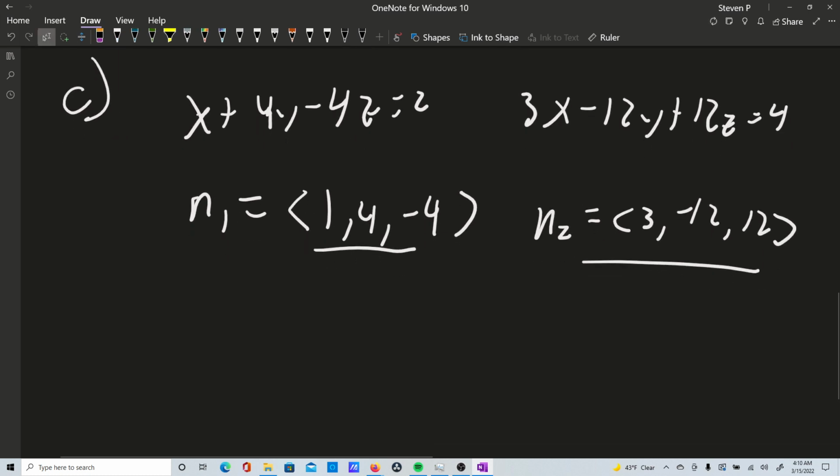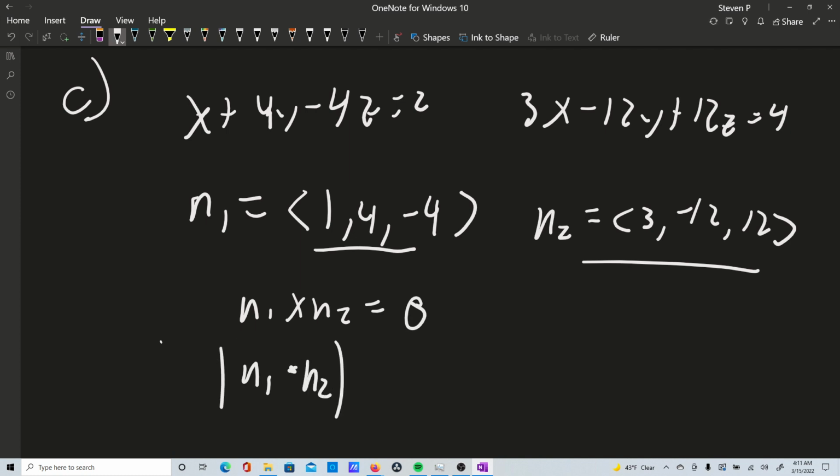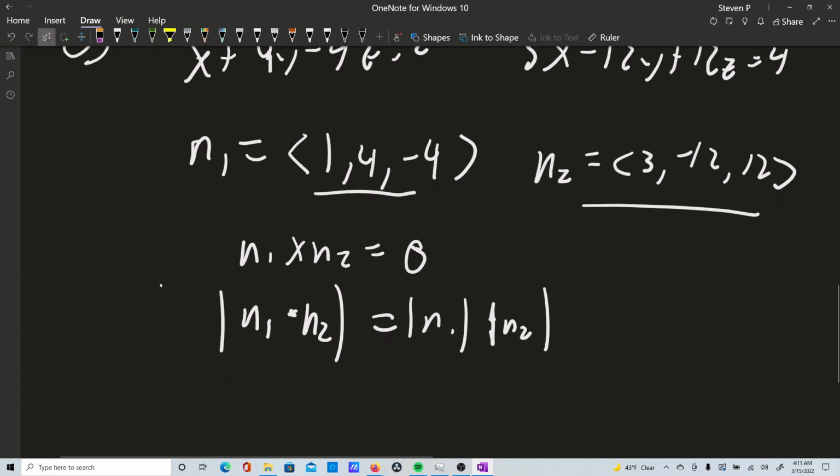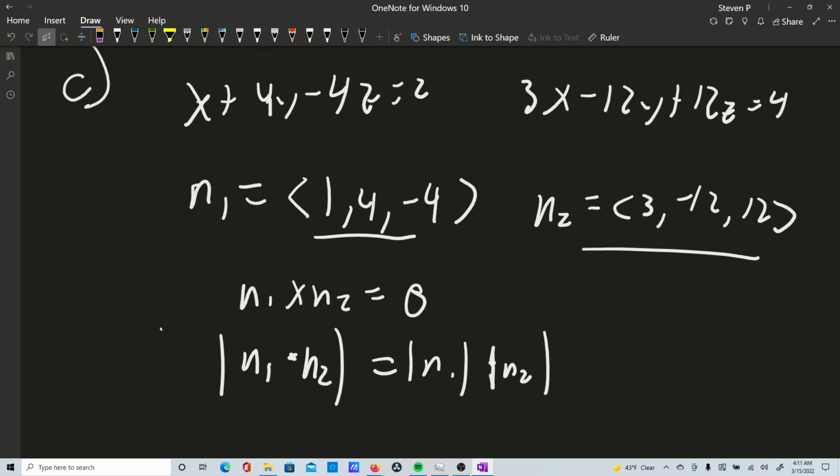But if you really wanted to do it, you could take the cross product of each other, right? So you could take the cross product n1 cross n2 and verify that that's equal to 0. Or, as before, you could verify that n1 dotted with n2 has absolute value of n1 times n2, right? So either of these will let you verify that the normal vectors are parallel to each other, which means that the two planes have to be parallel to each other.